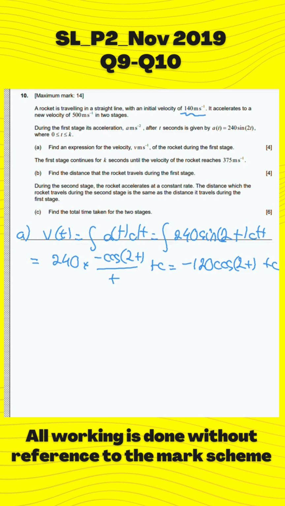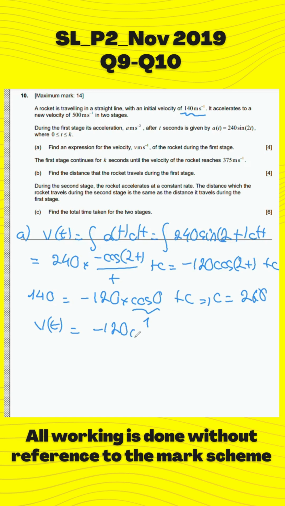So we will have 140 equals negative 120 multiplied by cos of 0, plus c. Cos of 0 is 1. So from that, c will be 260. So the velocity will be negative 120 cos of 2t plus 260. Okay, next, the first stage continues for k seconds until it reaches 375. So find the distance traveled in the first stage.